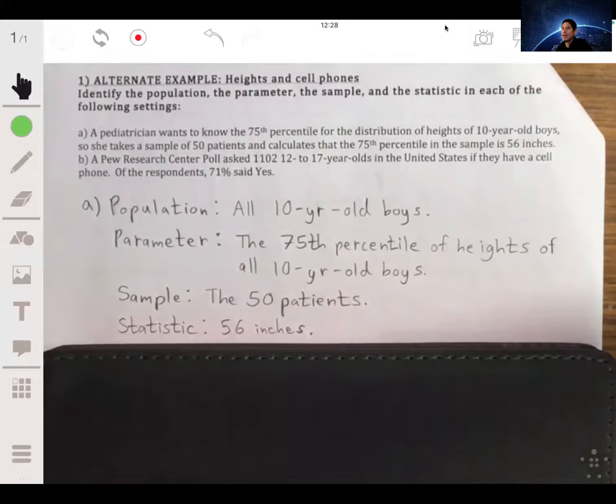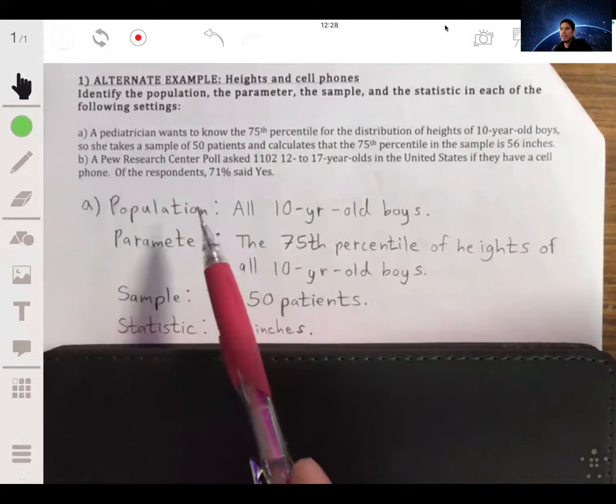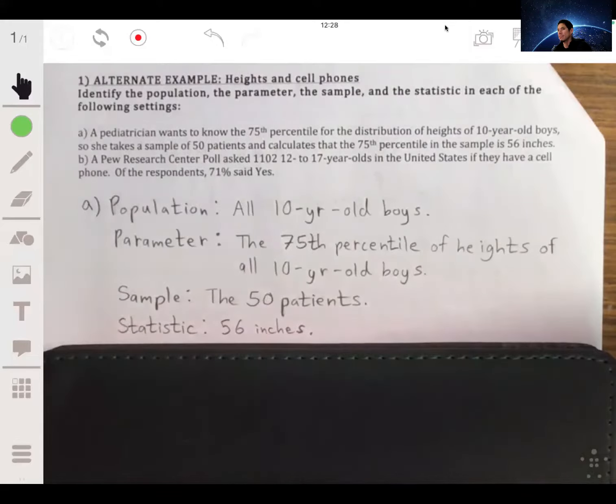Now let's look at the second one. The Pew Research Center poll asked 1,102 12 to 17-year-olds in the U.S. if they have a cell phone. Of the respondents, 71% said yes.